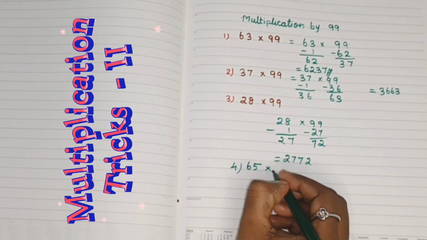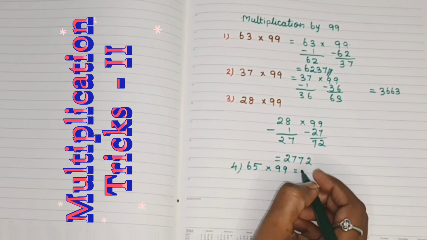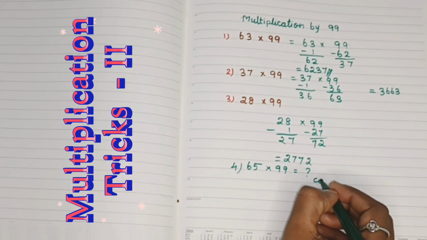I give a number: 4.65 into 99 is what? Comment your answer.